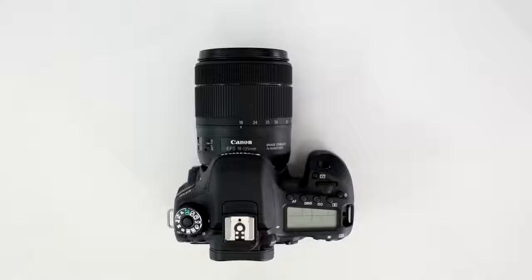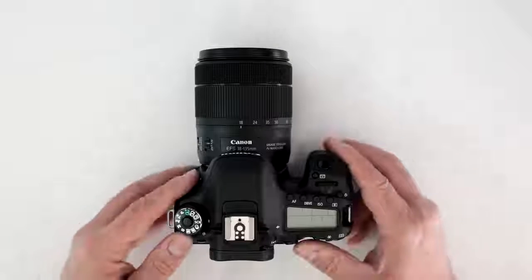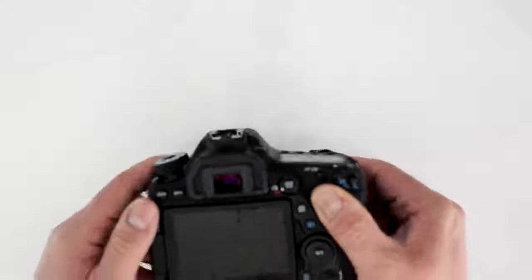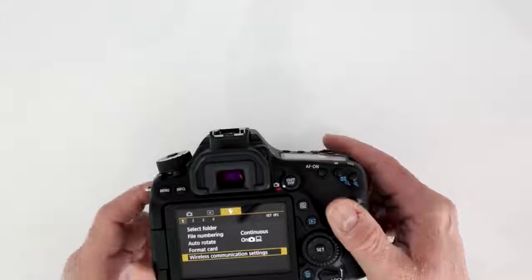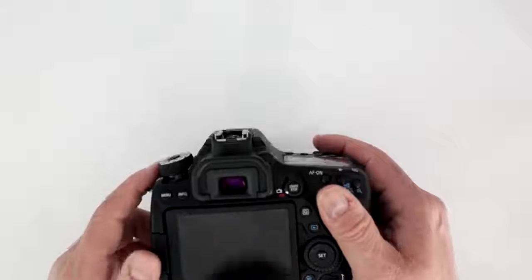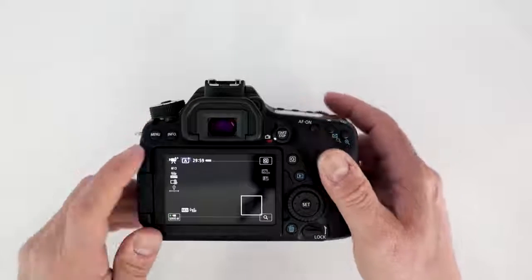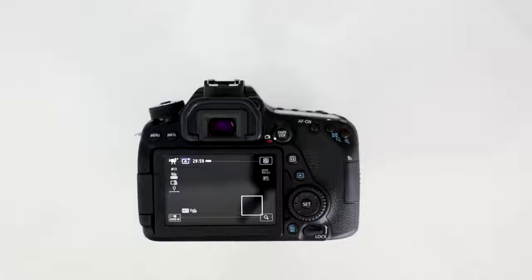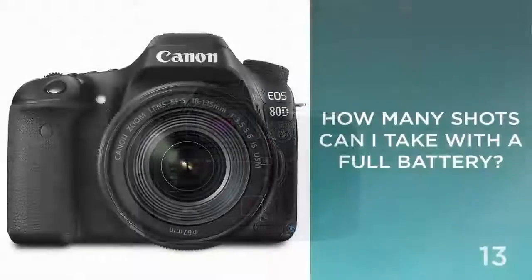For how long can I shoot video non-stop on my Canon EOS 80D? Well, just like most of the DSLRs out there on the market, I'm going to show you that you have 29 minutes 59 seconds of continuous shooting in full HD. It doesn't have clean HDMI out, so this is the maximum that you can do.